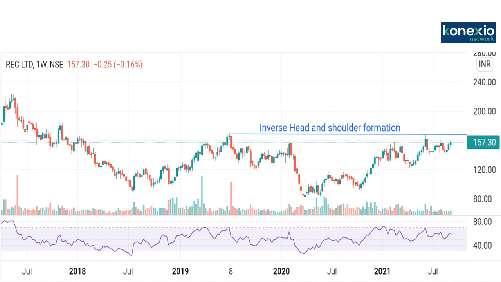So again, the stock is looking positive. Long-term investors and swing traders can accumulate the stock in the range of 157 to 150. For trading, the target is 170 to 175, and for investment, I mean for the long term, we have a target of 200 in REC Limited.